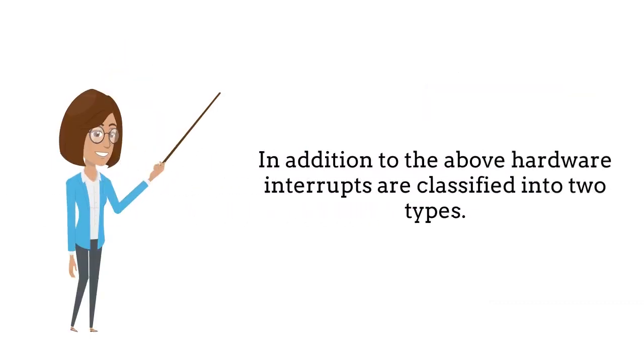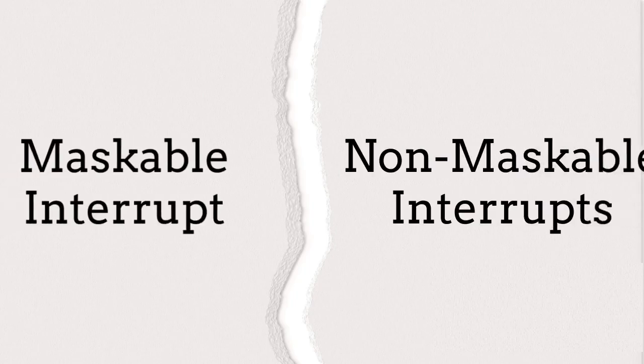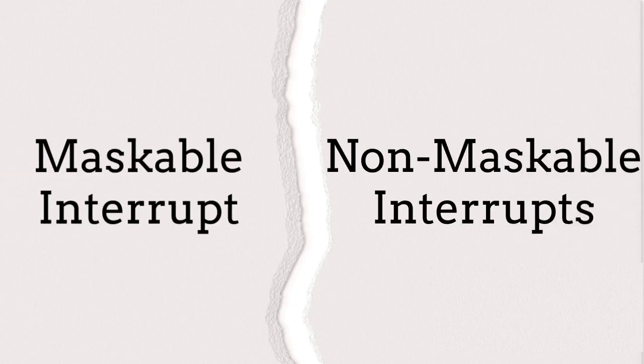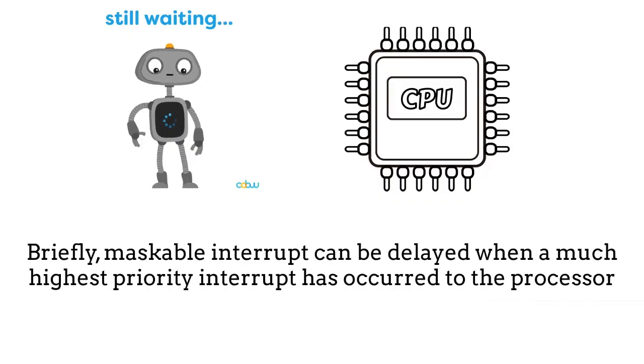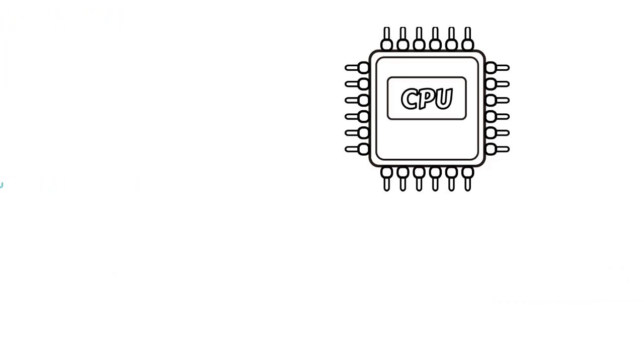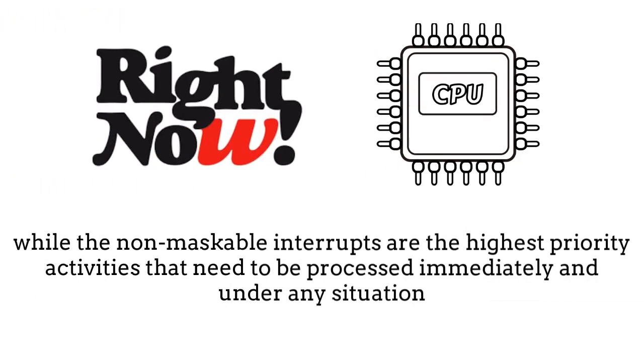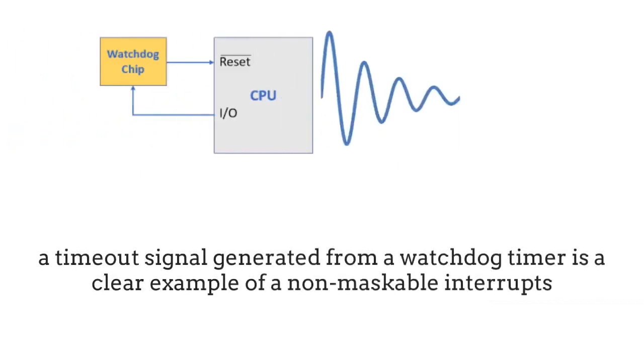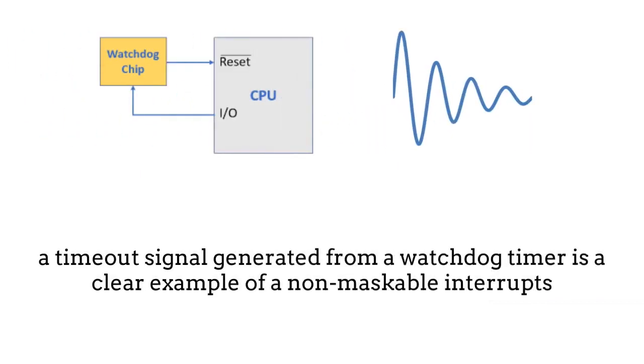In addition to the above, hardware interrupts are classified into two types: maskable and non-maskable interrupts. Briefly, a maskable interrupt can be delayed when a much higher priority interrupt has occurred to the processor, while non-maskable interrupts are the highest priority activities that need to be processed immediately and under any situation. A timeout signal generated from a watchdog timer is a clear example of a non-maskable interrupt.